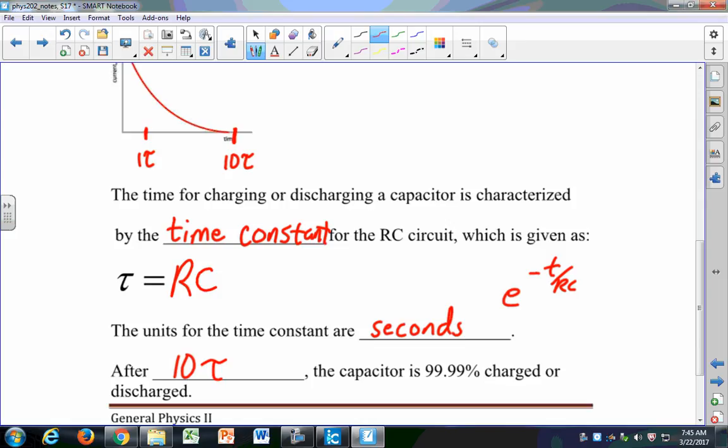Now that's important. I'll probably ask you on the test, when you have an RC circuit, how long did it take to fully charge or discharge this capacitor? And you would just calculate the time constant, and then multiply that times 10. I might also ask you, what is the time constant? What is this characteristic time? And then you would just calculate this R times C.